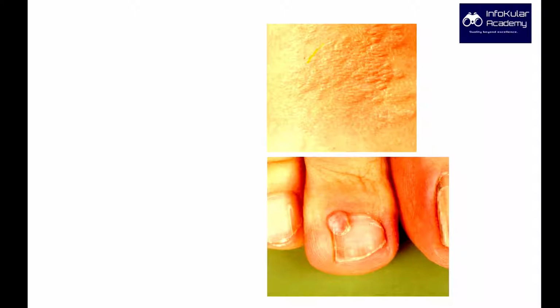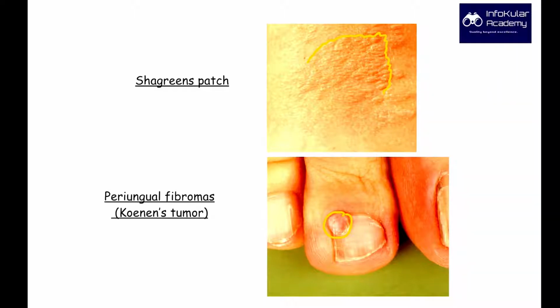Next, you can see, if you look carefully, you can see an elevation or thickening on the skin. This yellow thickening on the skin is called Chagrin's patch, again seen in tuberous sclerosis. A fibroma present in the periungual region, which is called as periungual fibroma or Koenen's tumor. So these are the cutaneous signs in tuberous sclerosis that you need to remember.